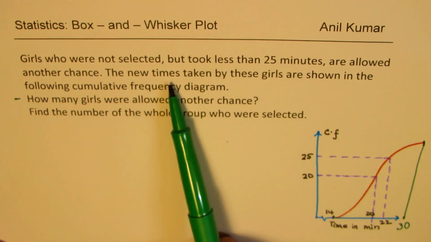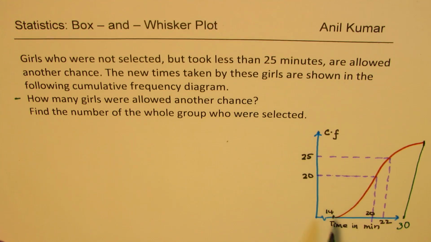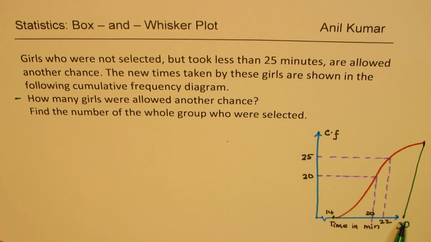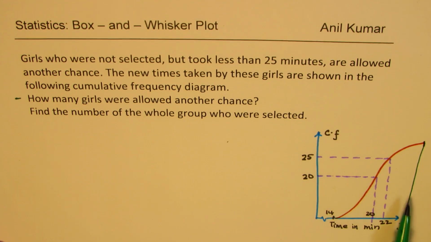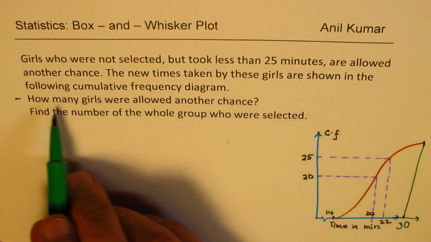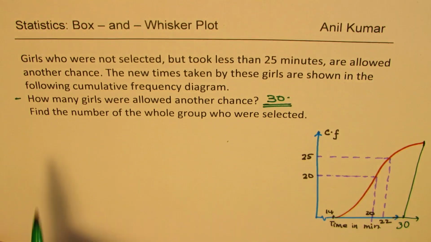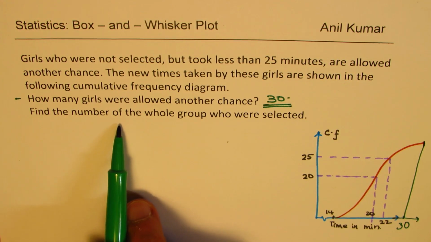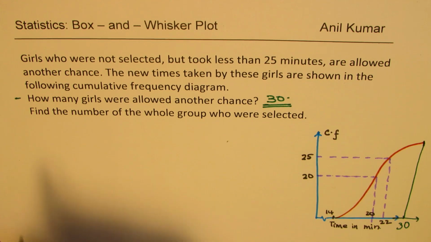So it says the new times taken by these girls are shown in the following cumulative frequency graph. So that is the cumulative frequency graph, in which timings for each girl are shown. How many girls were allowed another chance? So in this graph, 30 girls were allowed. So we can read from here. So there were 30. So how many girls were allowed? 30 were allowed. Find the number of the whole group who were selected. So earlier we selected 120, right?